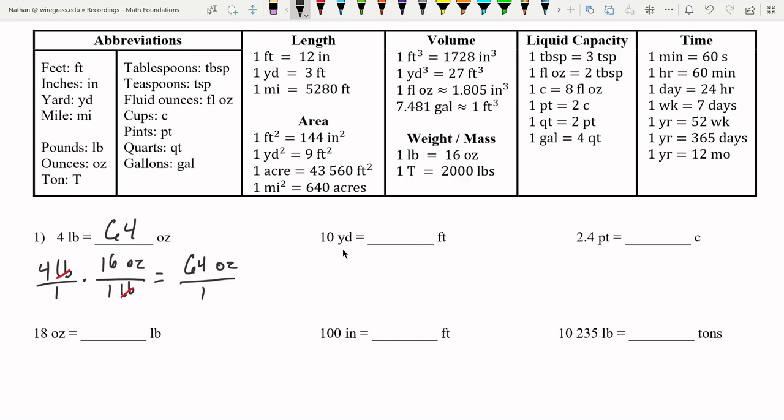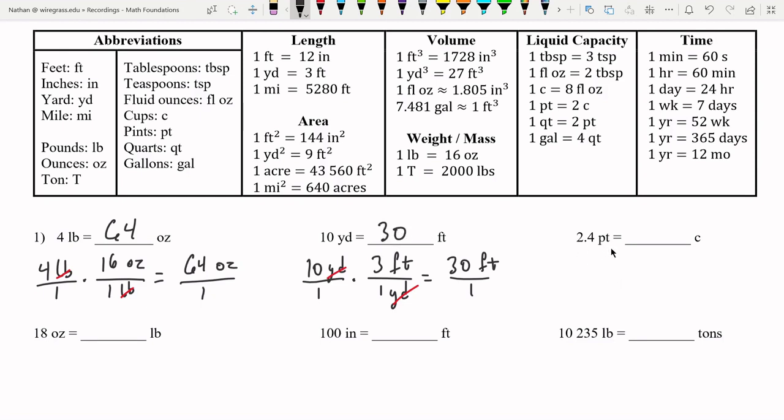Okay, we wanted to convert 10 yards to feet. So I'm going to look up here. I see that 1 yard equals 3 feet. This is a length measurement, so 1 yard equals 3 feet. So I have 10 yards over 1 times, I'm going to put yard on the bottom, so that way the yards cancel. And then the 3 feet is going to go on top. And you can see that the yards cancel. We're left with just the unit feet. 10 times 3 is 30 feet over 1, or just 30 feet.